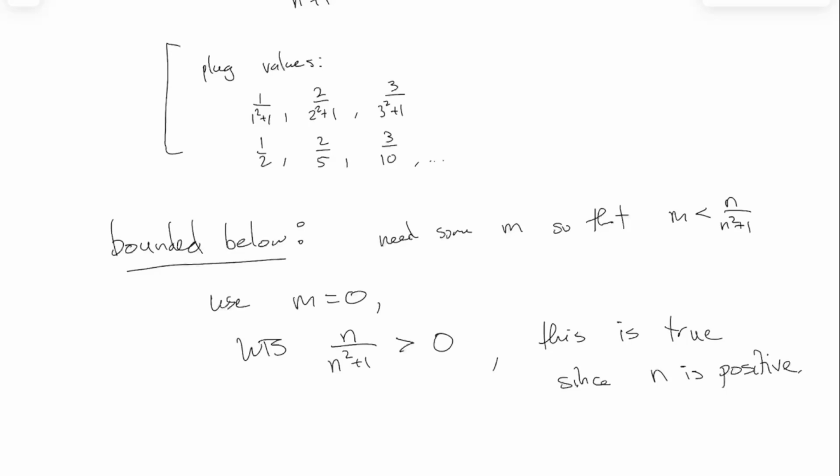All right, and what about an upper bound? Can anybody think of an upper bound? This is a little bit trickier, but when I look at these fractions, I notice the denominator is always bigger than the numerator, and this suggests to me a certain upper bound. Any ideas?